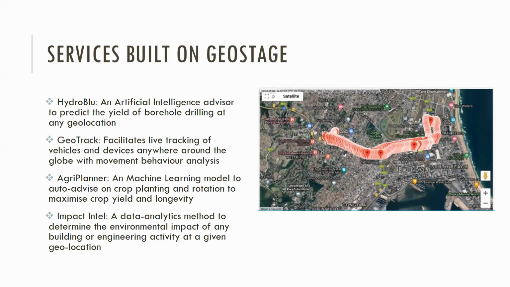In the AgriPlanner service, we identify suitable locations for specific crop types. We also determine the optimal times for planting and harvesting. In Impact Intel, we can predict the likely influence of any building or engineering activity at a geolocation.